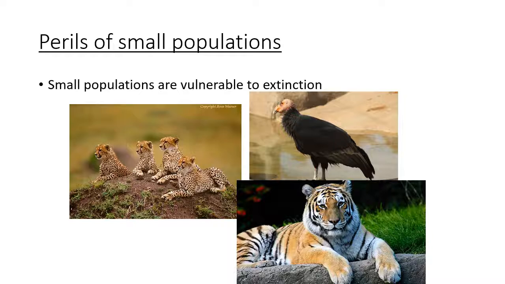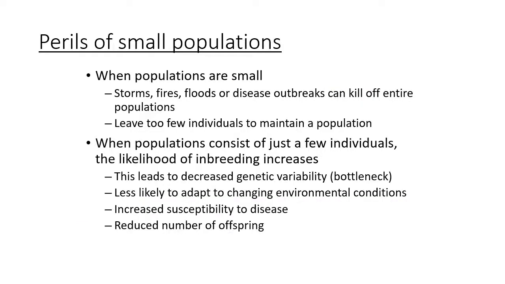So these are perils of small populations. Small populations are vulnerable to extinction because if they can't find a person to mate with, or if they can't have multiple children, it's going to make the population size really small. And the more that they interbreed in the same group, the more likely genetic defects will happen and the more likely some children will die at childbirth. So when populations are small, storms, fires, floods, and disease outbreaks can kill off entire populations. This leaves too few individuals to maintain a population.